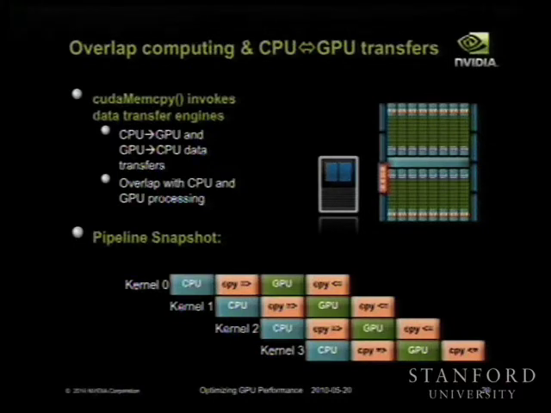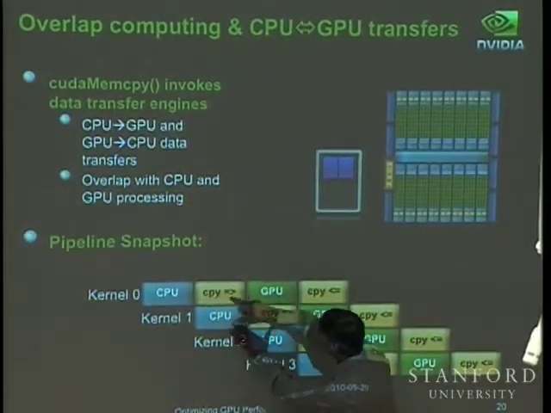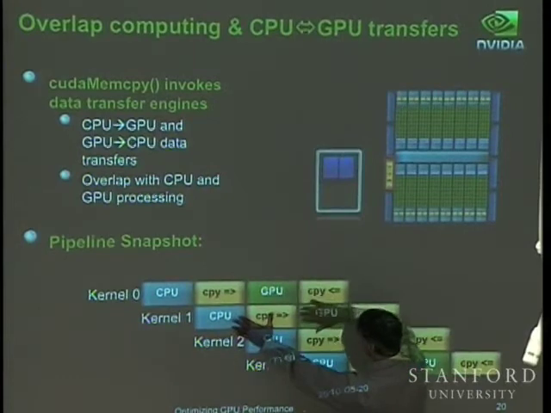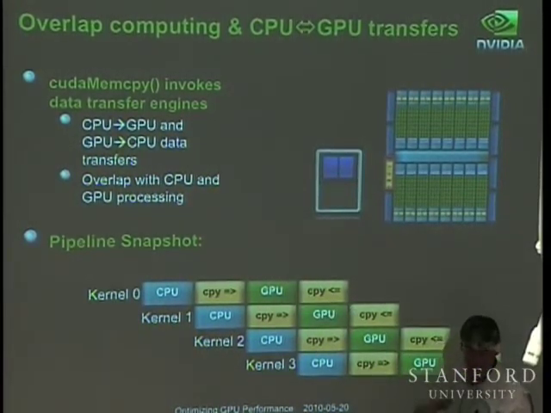If they're dependent, then you may not need the CPU part at all, right? It may just be the CPU sets up the first kernel, and then you have GPU kernel, GPU kernel, GPU kernel, and so you have only the green diagonal.